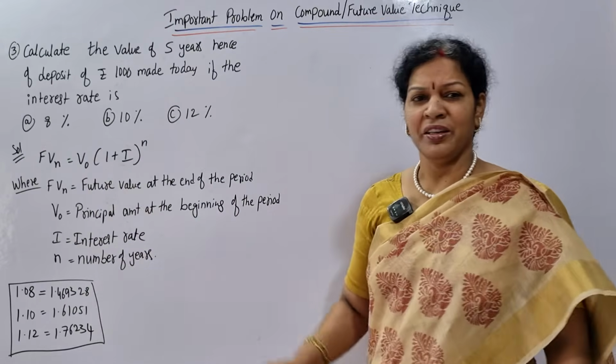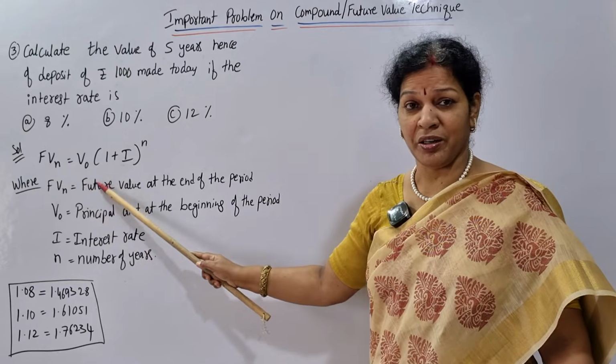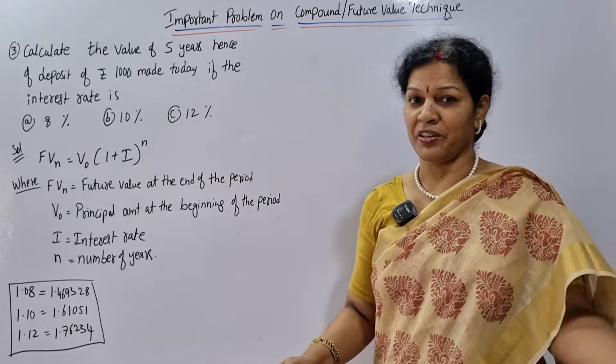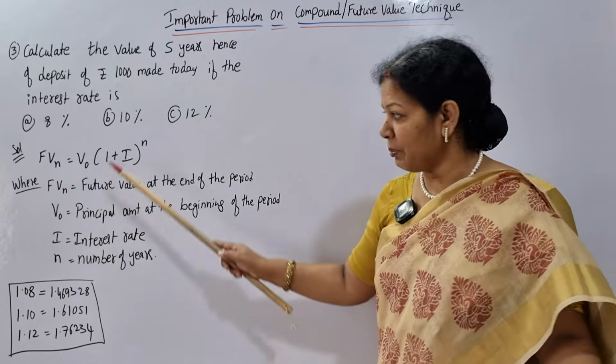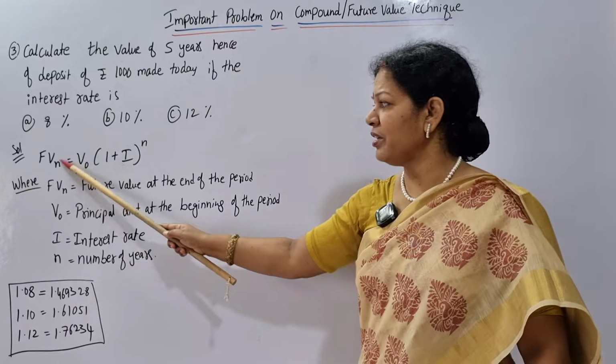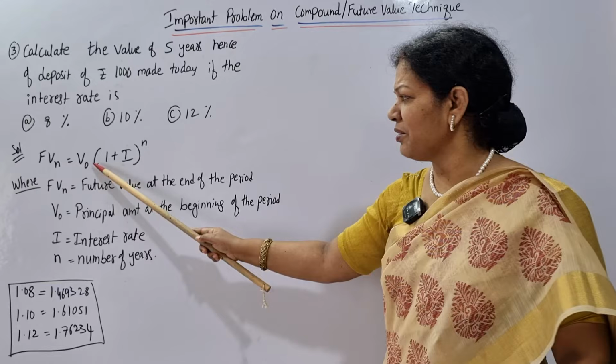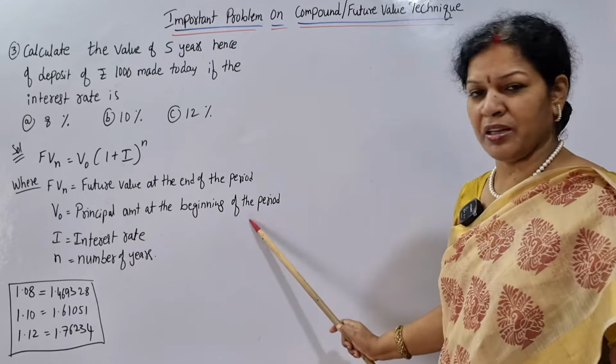What is the formula? FVn, future value, n number of times. FVn is equal to V0 into (1 plus r) to the power of n. Simple formula, we know it. So abbreviations also you have to write. What is this FVn? FVn is the future value at the end of the period. V0 is the principal amount at the beginning of the period.